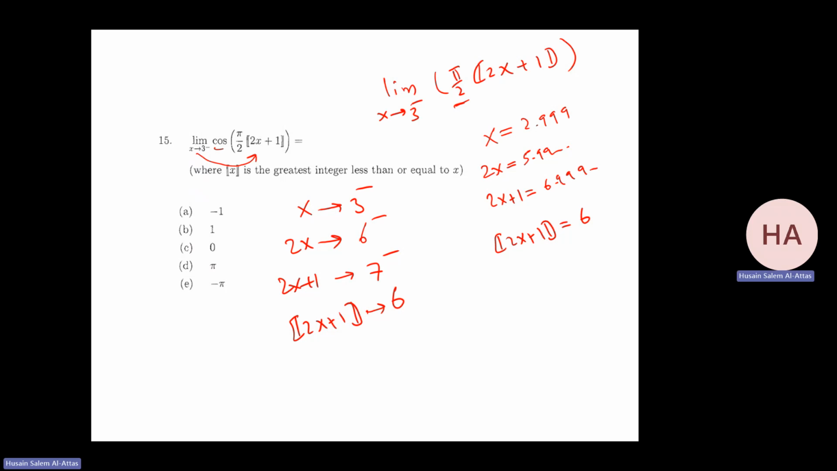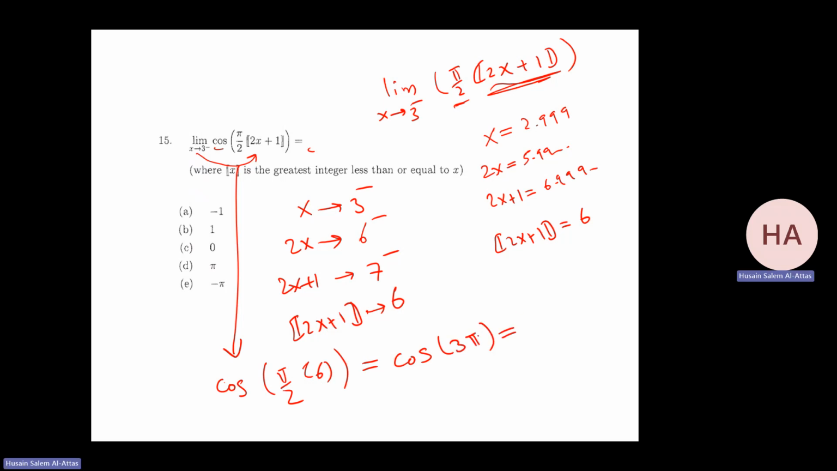So that will be cosine. This one will be cosine. This is pi over 2 as is, and this goes to 6. Do the calculation. That will be cosine 3 pi. I know cosine pi is minus 1, 2 pi just a repetition. So it will be minus 1. That will be my answer.